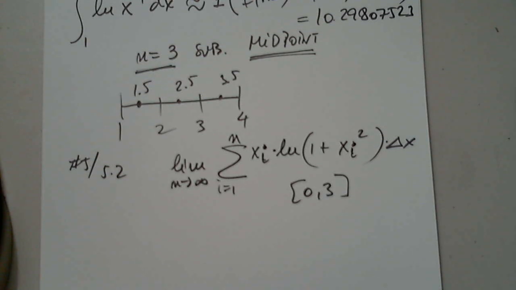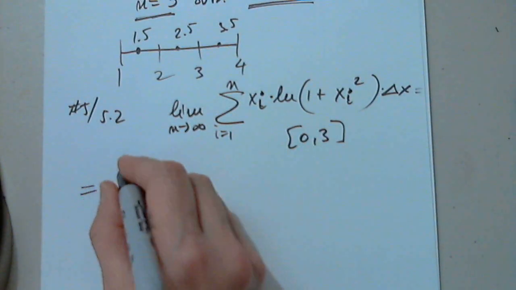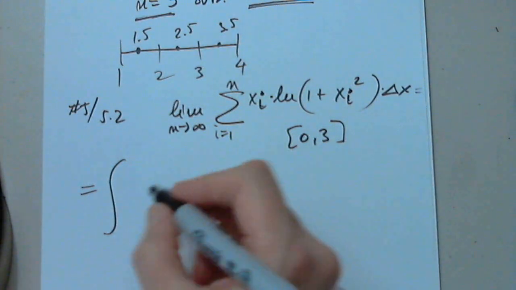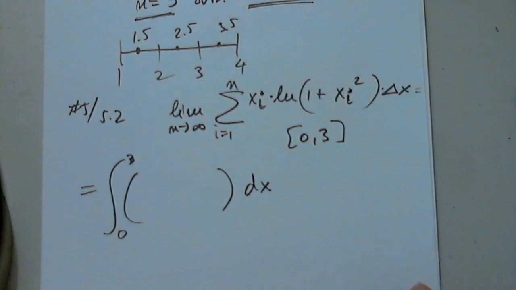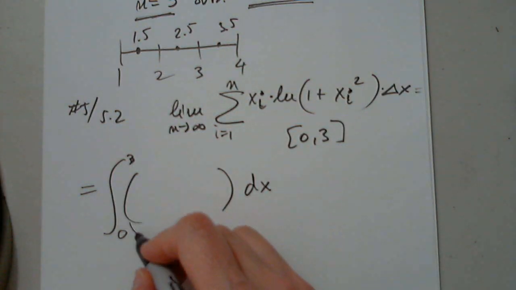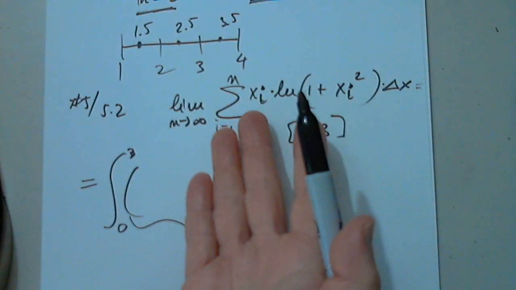Okay. Sounds good. So we know that this must be a definite integral, of course, the definite integral from 0 to 3 of something dx. And obviously this must be the function. So let's identify the function.